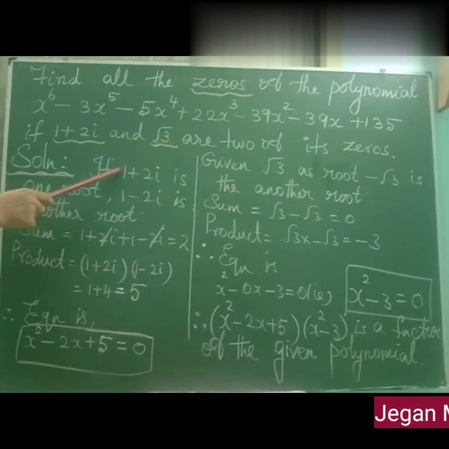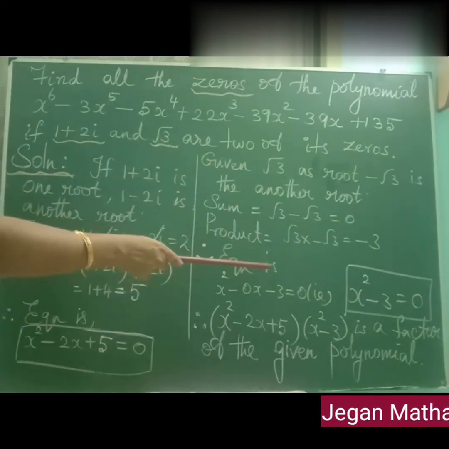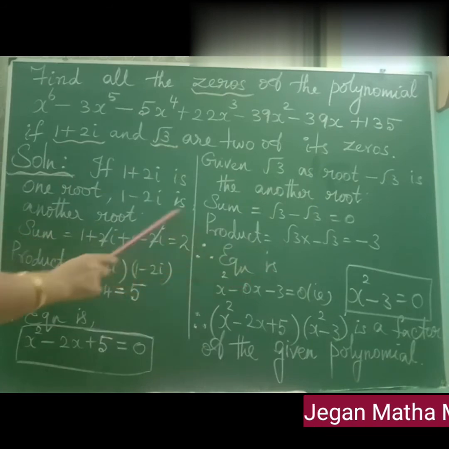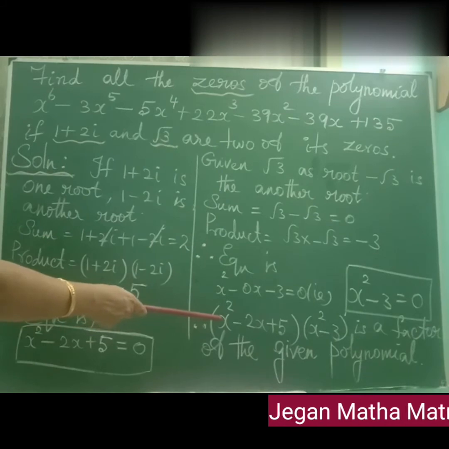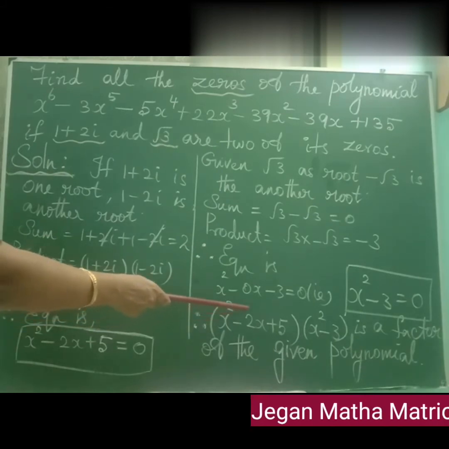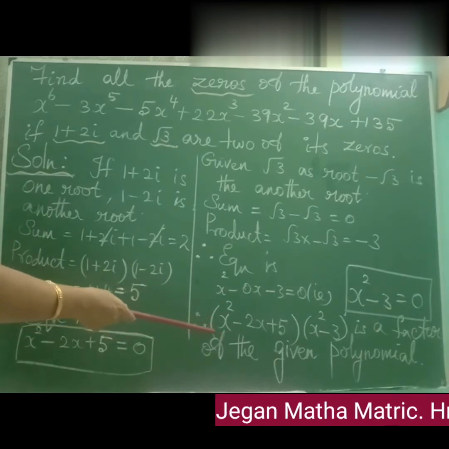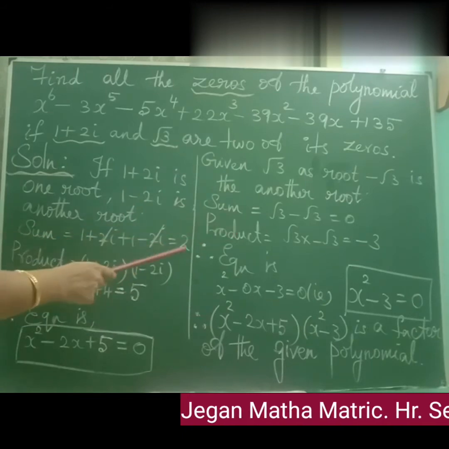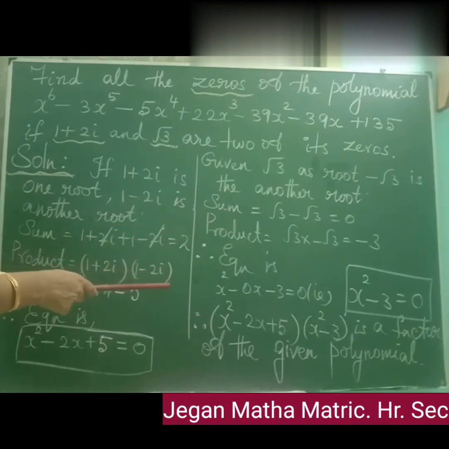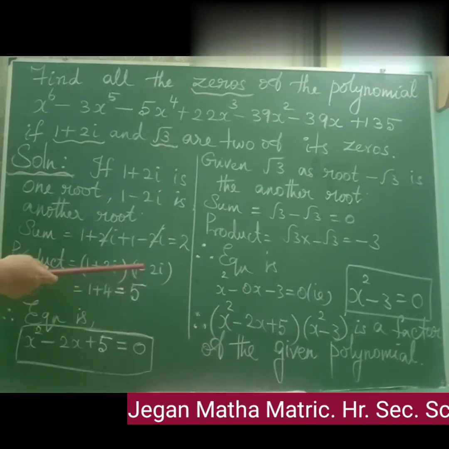With the first two roots, we get x square minus 2x plus 5. With the second two roots, we get x square minus 3 equal to 0. Combining these, x square minus 2x plus 5 into x square minus 3 is a factor of the given polynomial. Now 4 zeros we got. The remaining 2 we have to find by the division method.